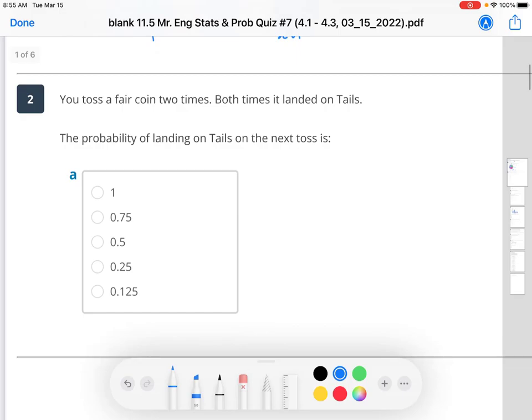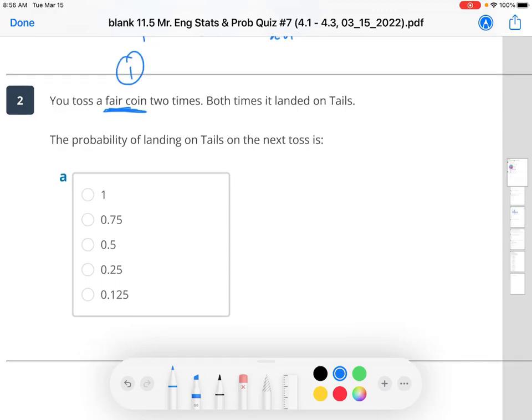Question number 2, you toss a coin, a fair coin, so that just says that it has equal chance of going either heads or tails, 2 times. Both times it landed on tails. The probability of landing on tails on the next toss is, the question is, are the 2 events affected by one another? And the answer is no, they are not.